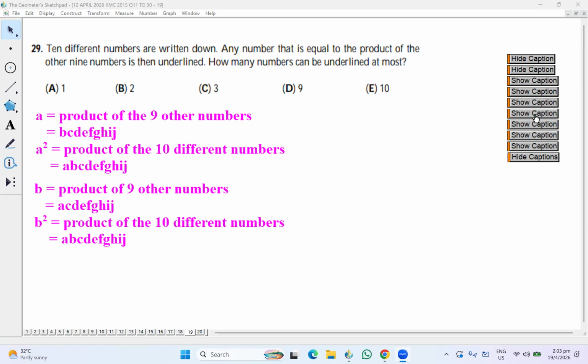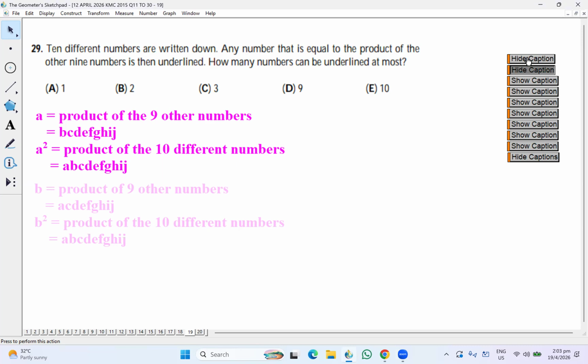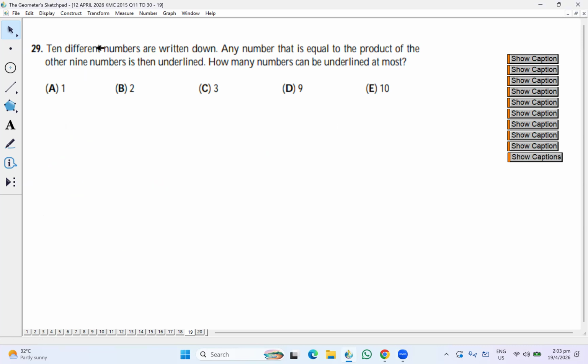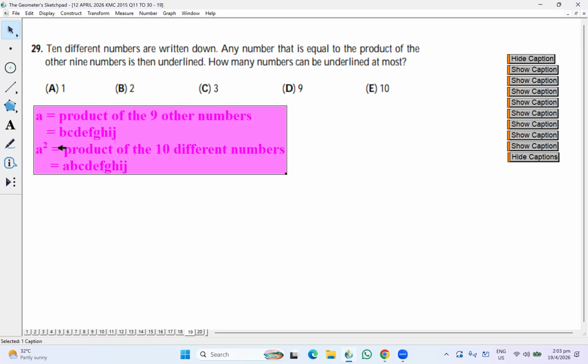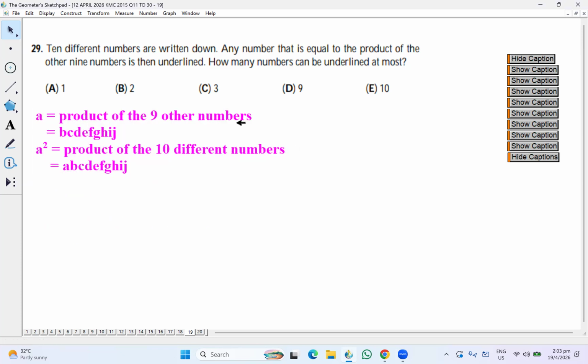Now we start all over again. 10 different numbers are written down. Any number that is equal to the product of 9 other numbers is underlined. How many numbers can be underlined? So let's start with A is the product of the 9 other different numbers B, C, D until J.